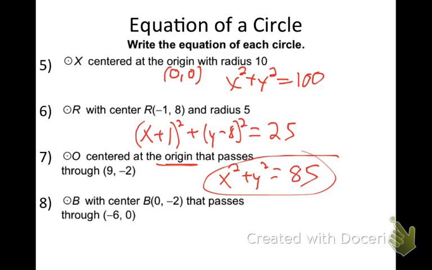Wait, keep thinking. Number 8. Circle B with center (0, -2) that passes through (-6, 0). Again, that's another one where you have to find the radius and then plug it in. Max, what do you say?